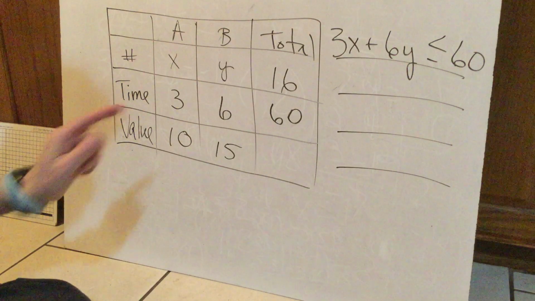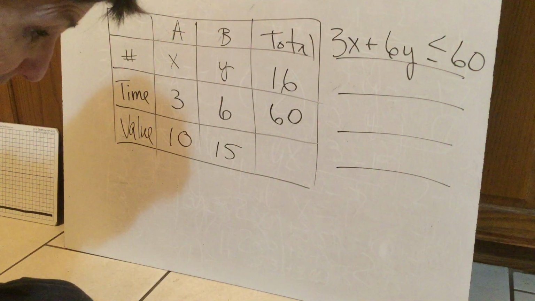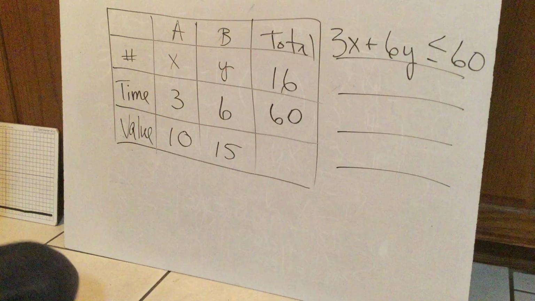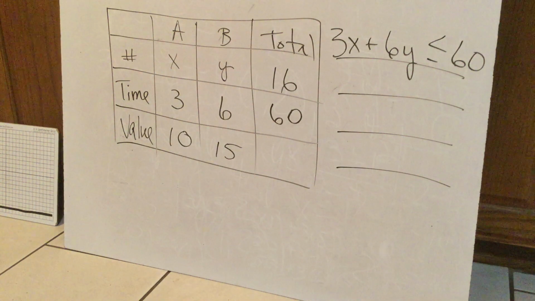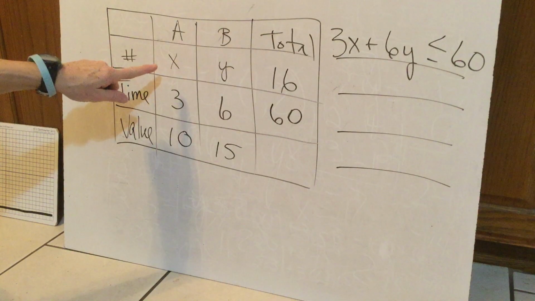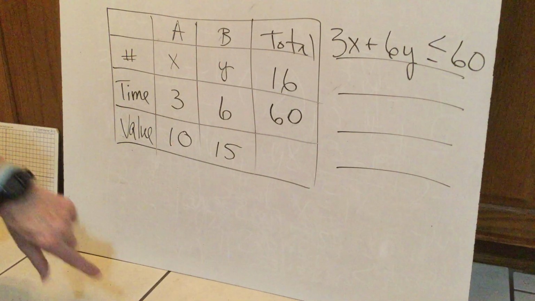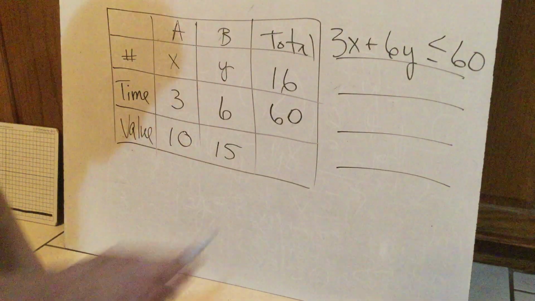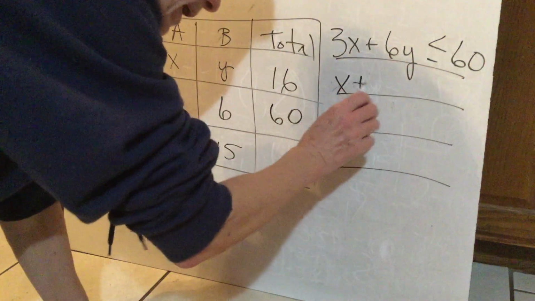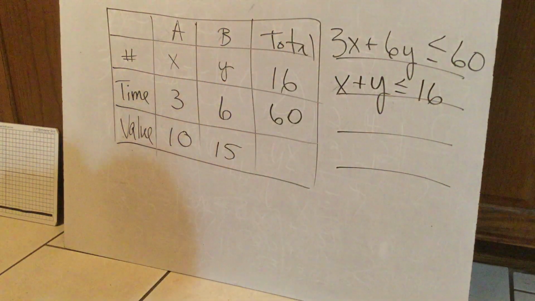Now there's another inequality in there. Take a moment and I'll give you a hint. It says you may not answer more than 16 questions. Now what does that mean? You can't answer more than 16. That means that however many A's you do and however many B's you do, added together, it has to be less than or equal to 16. So x plus y has to be less than or equal to 16.